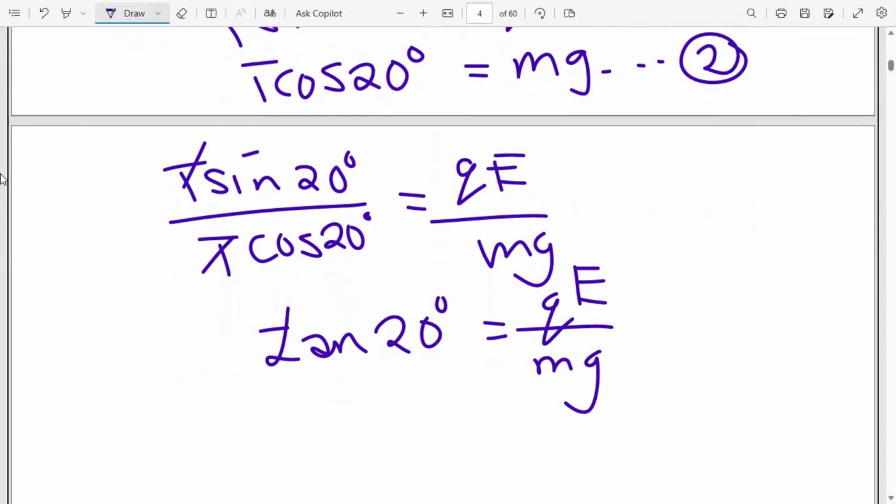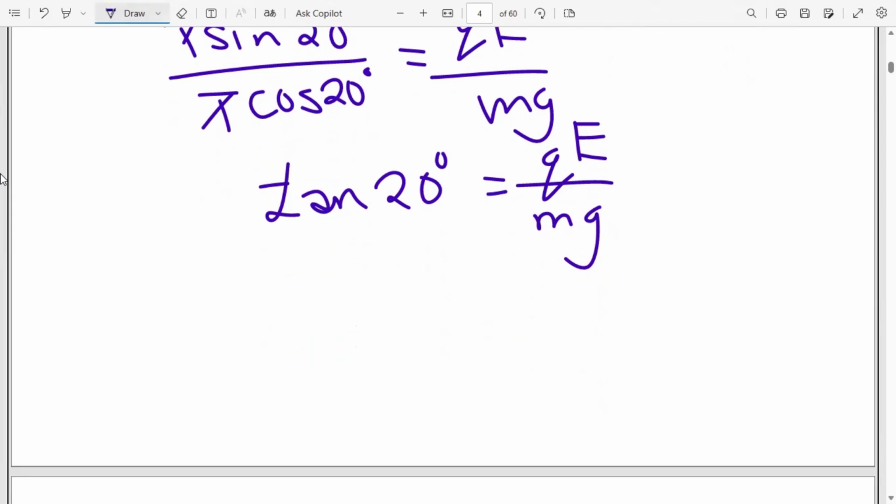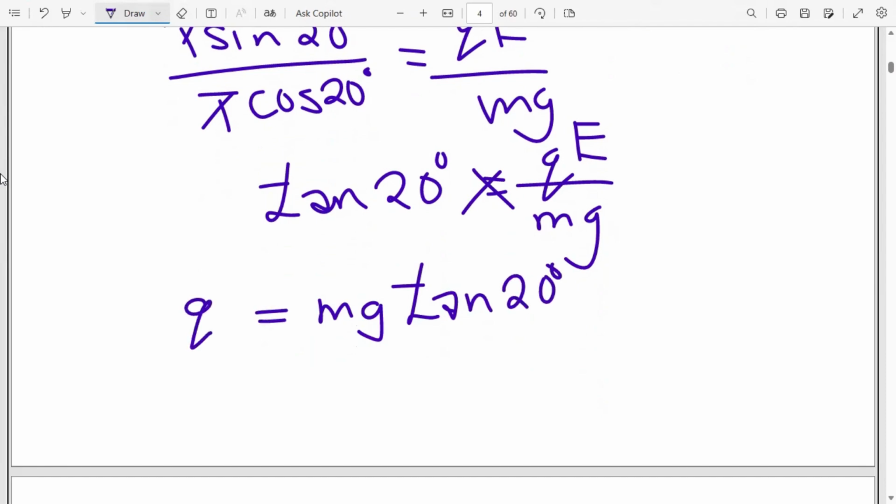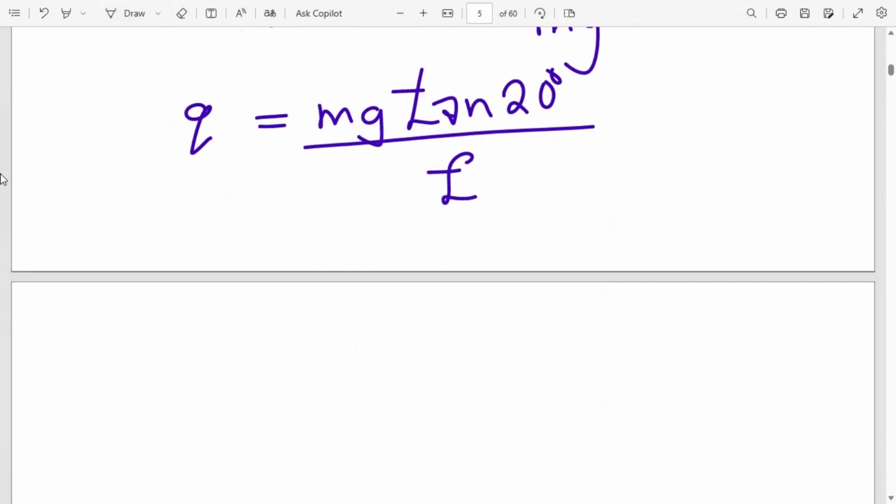So we can now substitute in the values that we know so that we can get our Q, just making Q the subject of the formula. And it is as simple as that. How are we going to do that? We're going to cross multiply like that. We're going to have mg tan 20 degrees, and that over E will be equal to Q. This will be the formula that is going to give us the magnitude of the charge on this particular ball.